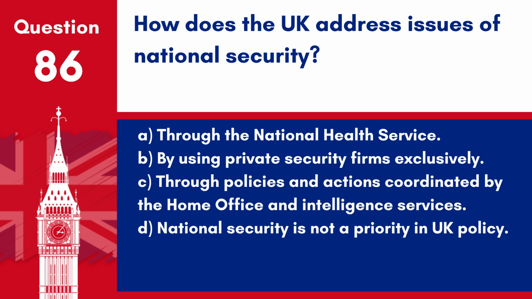Question 86. How does the UK address issues of national security? A. Through the National Health Service. B. By using private security firms exclusively. C. Through policies and actions coordinated by the Home Office and intelligence services. D. National security is not a priority in UK policy.